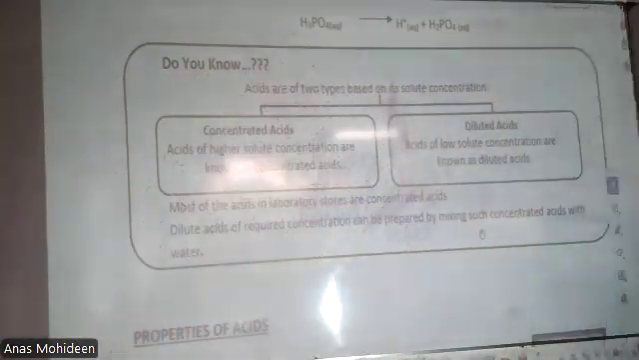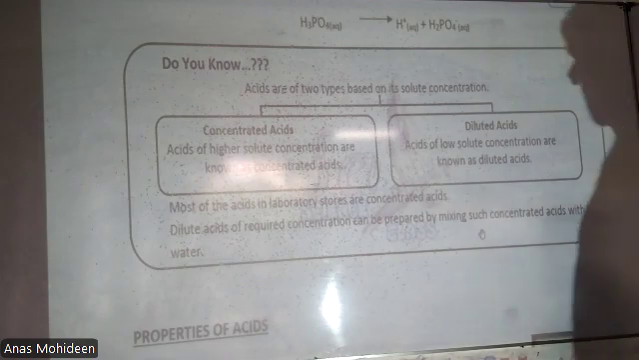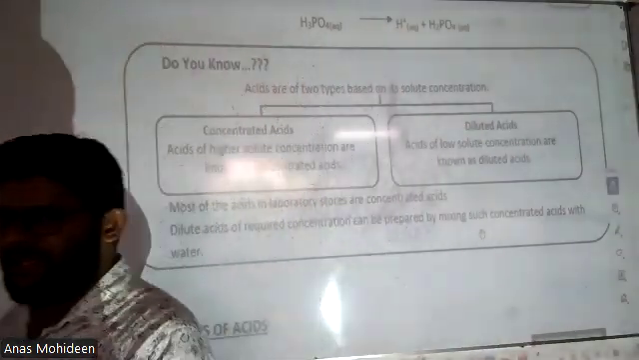Now you see these acids. We divide them further depending on the concentration. Not only acids, any solution we can divide like that. We divide them as concentrated and dilute. Now, concentrated acid means, okay.